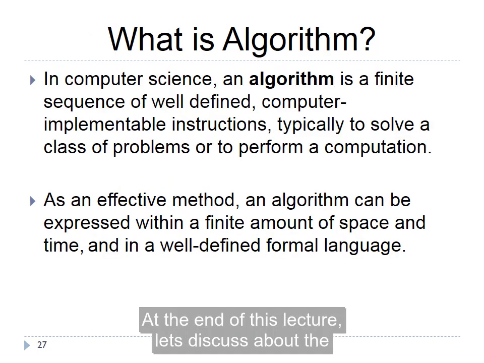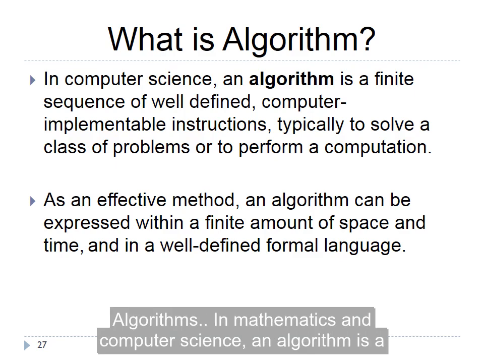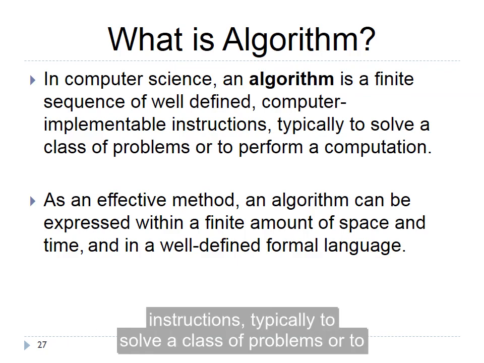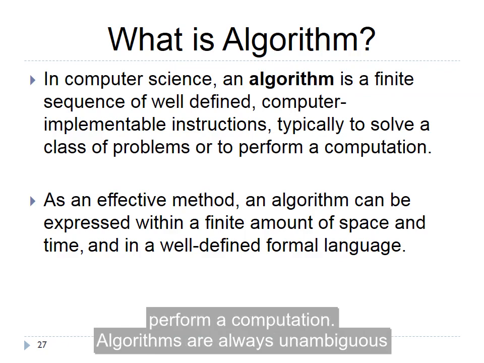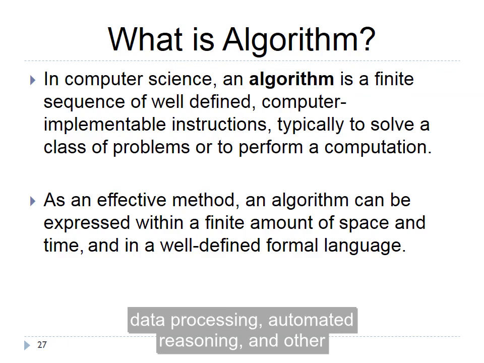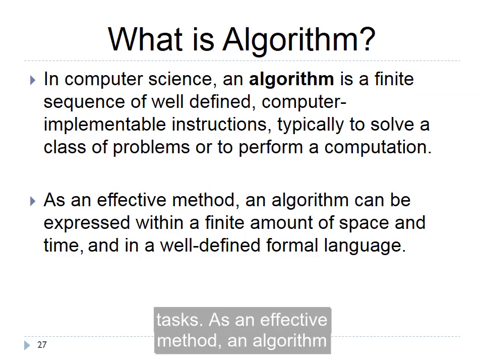At the end of this lecture, let's discuss algorithms. In mathematics and computer science, an algorithm is a finite sequence of well-defined, computer-implementable instructions, typically to solve a class of problems or to perform a computation. Algorithms are always unambiguous and are used as specifications for performing calculations, data processing, automated reasoning, and other tasks.